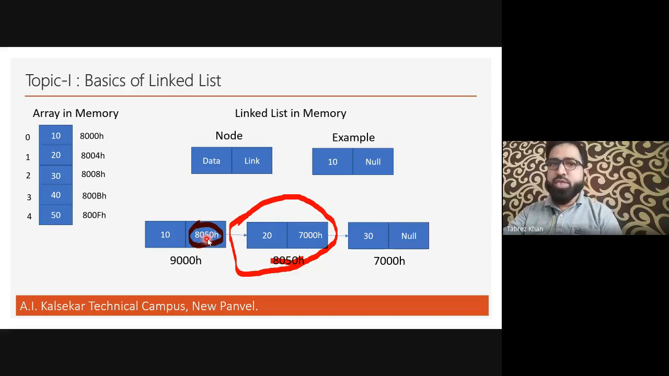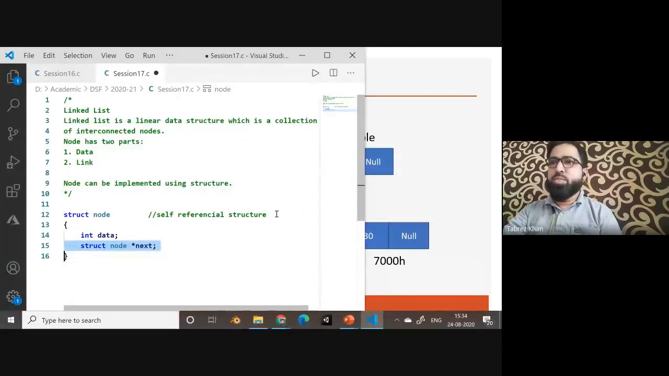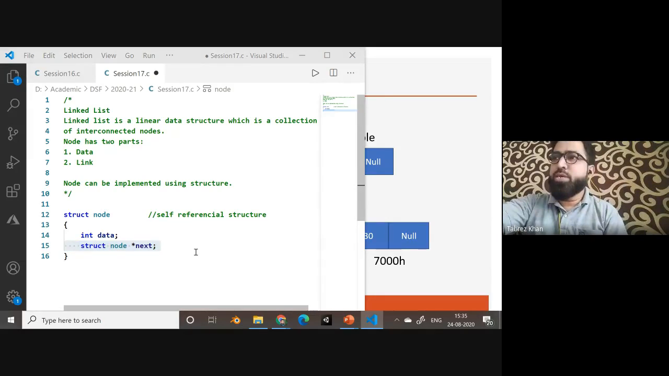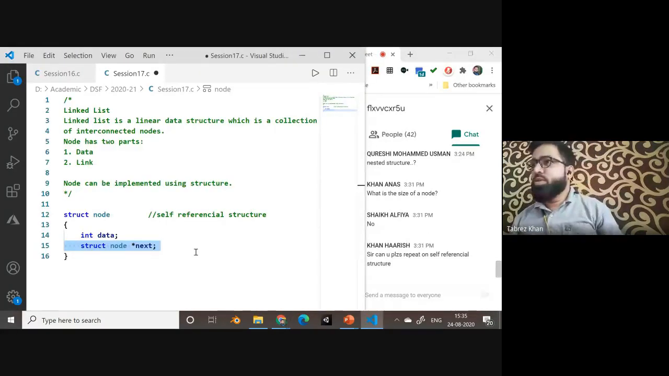Since this link is a pointer to a structure node, only then can it point to another node, the entire node. That's why here we have a pointer to the same structure node. Only then will it be in a position to point to another node, and only then can one node be linked to another node, linked to another node, and so on. Then we have interconnected nodes, and only then can we implement a linked list. So that is your self-referential structure.